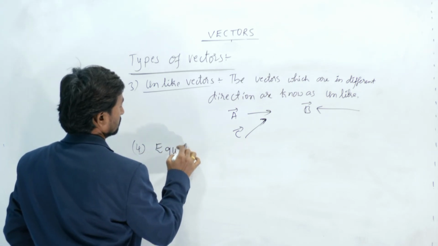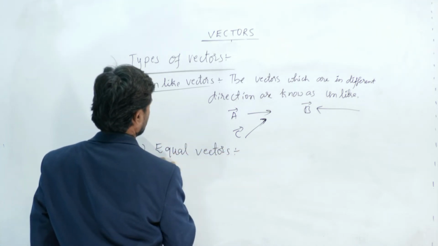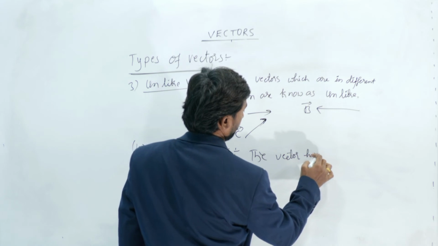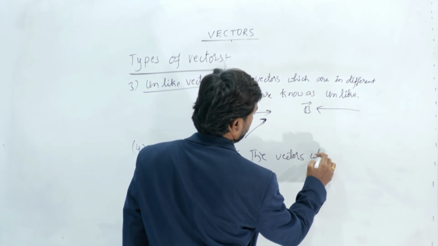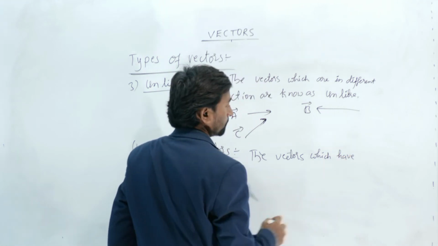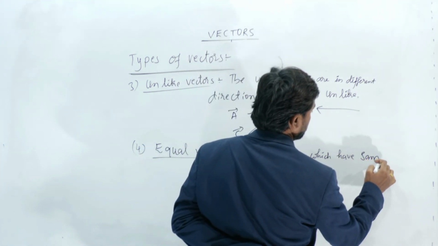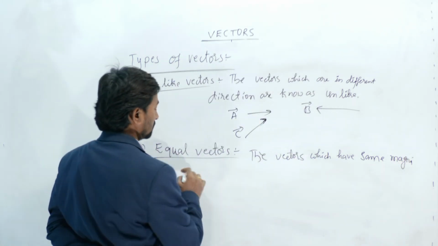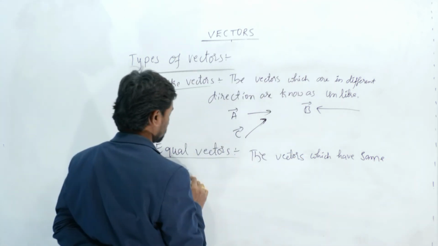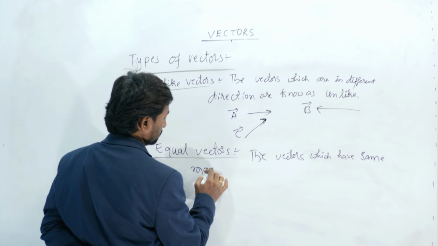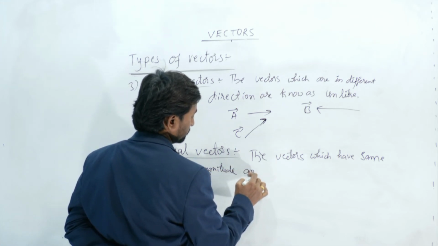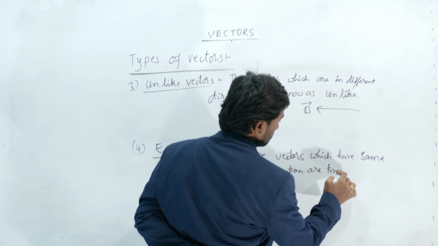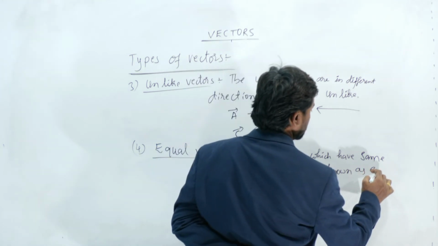Equal vectors. The vectors which have the same magnitude and direction are known as equal vectors.